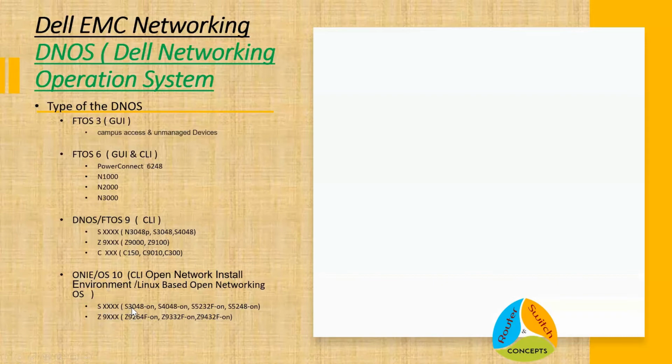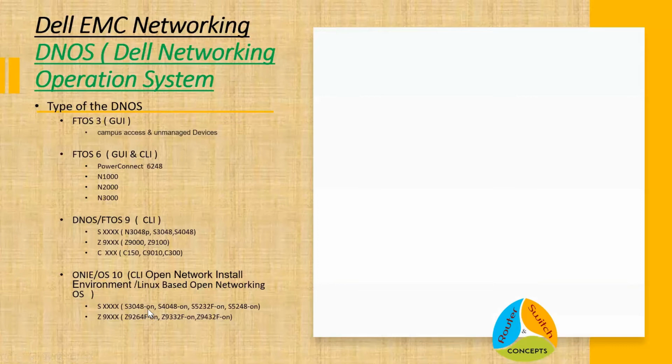If you have noticed these models, take 3048. 30 is basically the series, S3000 is the series, and 48 is the number of ports it supports, whether it is copper or fiber, that's a different story. And ON stands for open networking. So wherever you see ON, if that box is running with Dell OS 9, it will also support OS 10. The hardware is compatible to install OS 10.